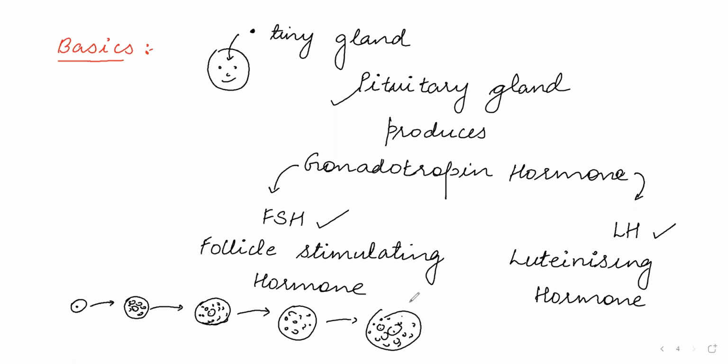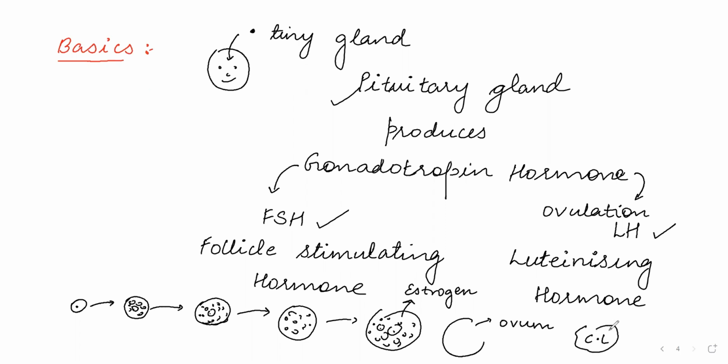Then Graafian follicle will release this hormone which is called estrogen. Then because of LH, the moment LH is released, the Graafian follicle will break and it will release the ovum. So very importantly, we have to remember that LH is responsible for ovulation, that is the release of ovum. Then Graafian follicle will get converted into corpus luteum. So LH will act on corpus luteum so as to cause a release of progesterone.